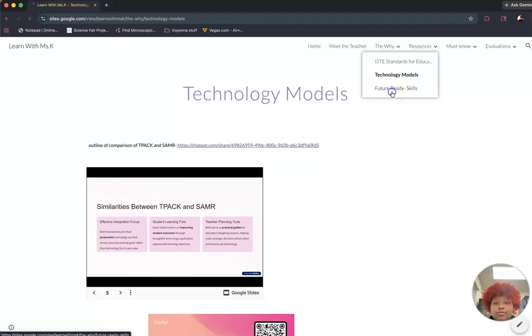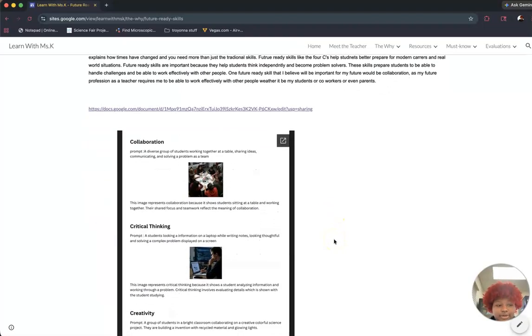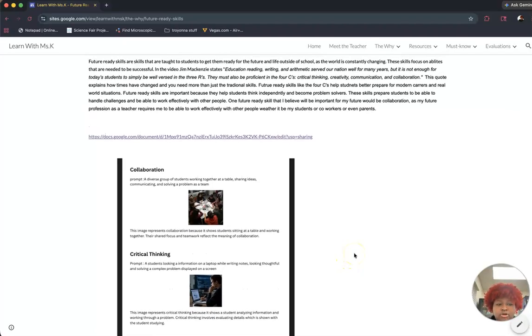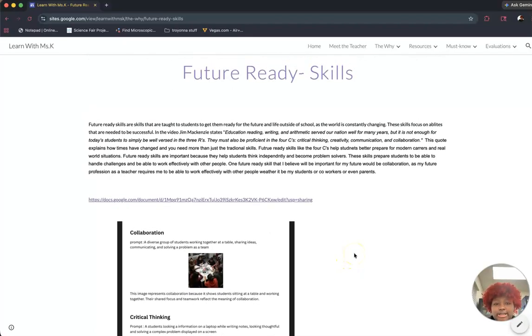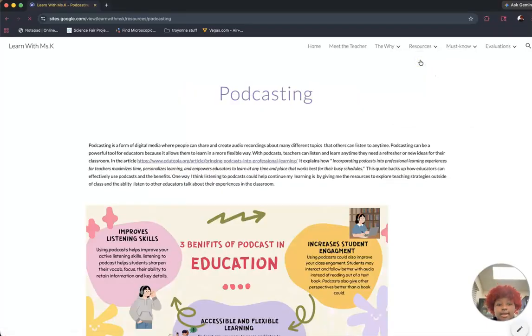Next, we move on to our future ready skills, which is also in here. Looking at my future ready skills, these skills are basically skills that students need for their future. I think this section is very helpful for parents, as it also shows how education is preparing students for the real world. Next, we're moving on to our resources, which includes podcasting.